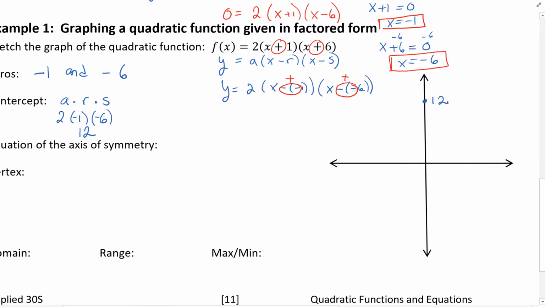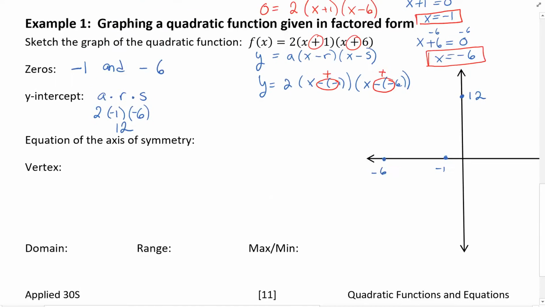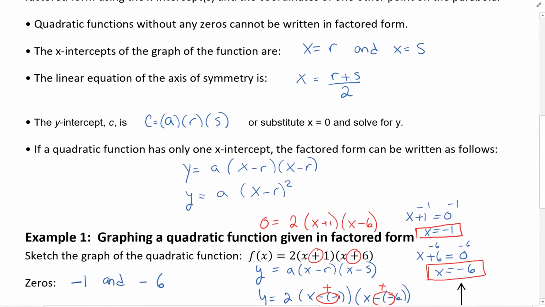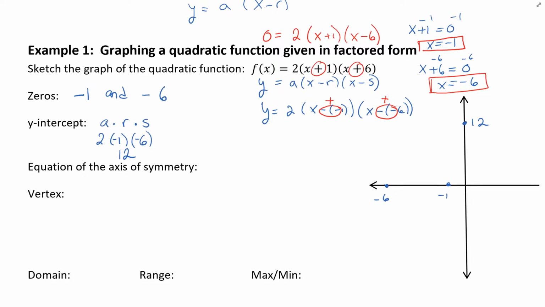And then my zeros are at negative 1 and negative 6. Okay, so that's all we have. Let's figure out our axis of symmetry, the equation for the axis of symmetry. We have a formula up here, r plus s divided by 2. So let's do that. R plus s divided by 2.